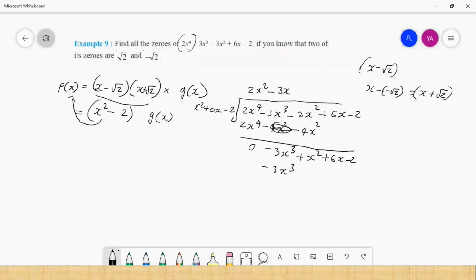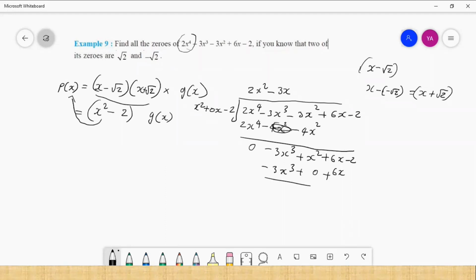Okay. Then minus 3x into 0x means 0. So minus 3x into 0 is 0, so plus 0. Then minus 3x into minus 2, what will be? Plus 6x. Then minus 3 into minus 2 is plus 6... okay, we finished.